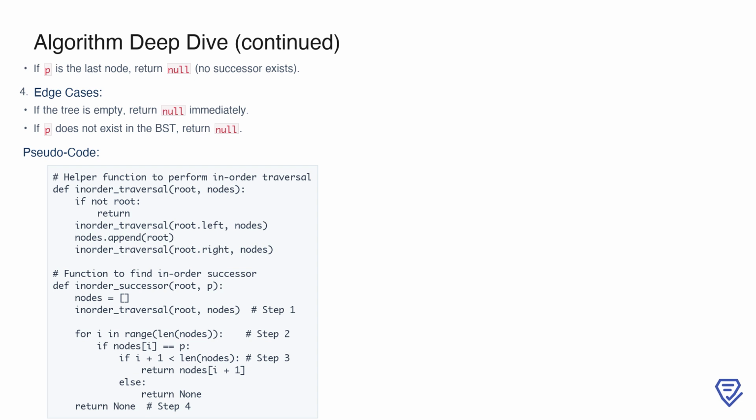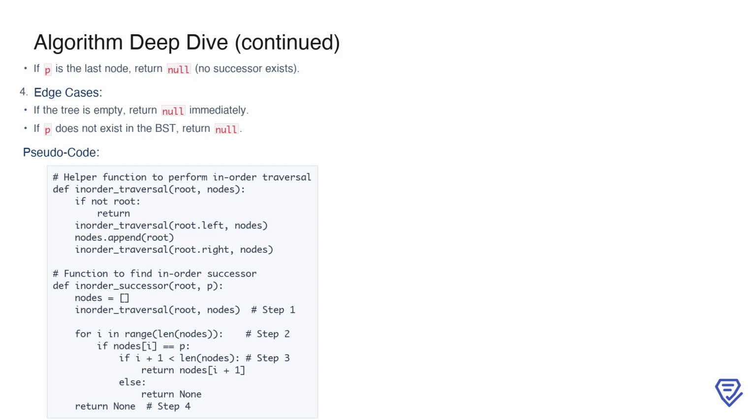To implement this brute force approach in code, we start with a helper function for in-order traversal. This recursive function takes the root of the BST and a list to store the nodes. It traverses the left subtree, appends the current node to the list, and then continues with the right subtree. Using this helper function, we can create the main function to find the in-order successor.